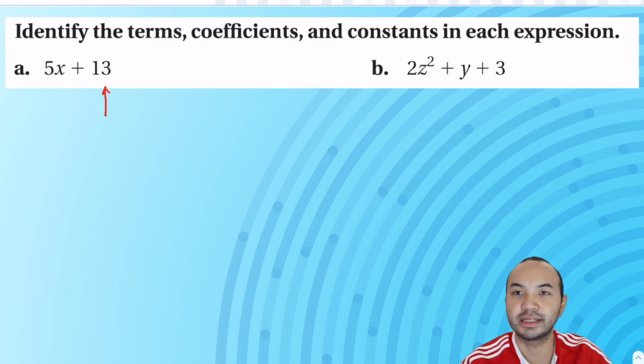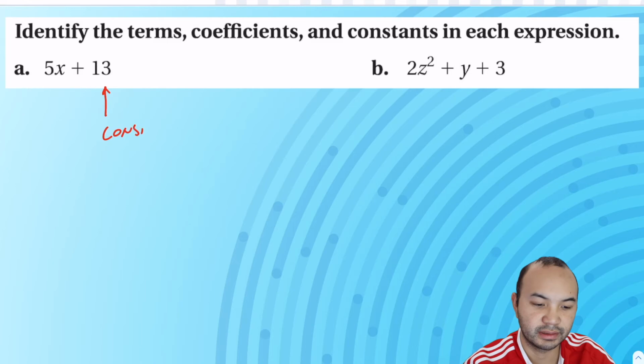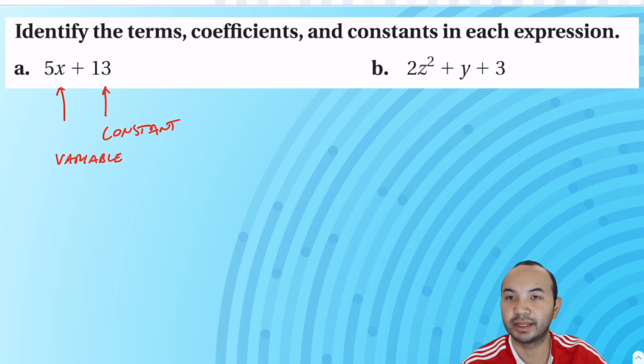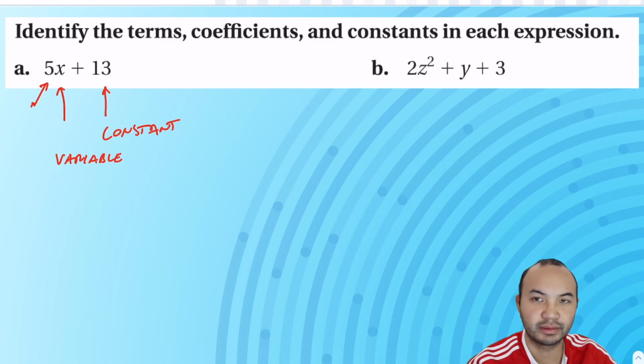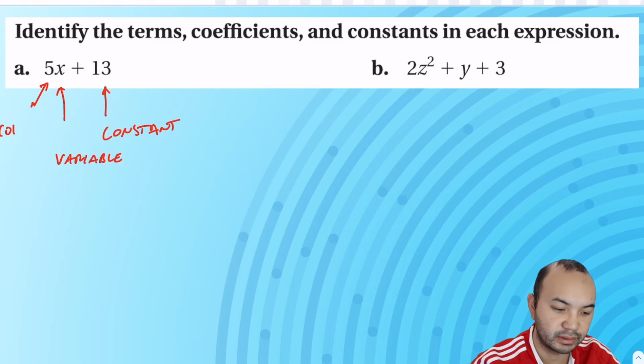This 13 is the easiest one to spot because there's no variables there. So that's a constant, right? The x here is a variable. So a symbol, a letter that represents some number that you don't know, it's a variable. And the number in front of the variable, that's going to be the coefficient.